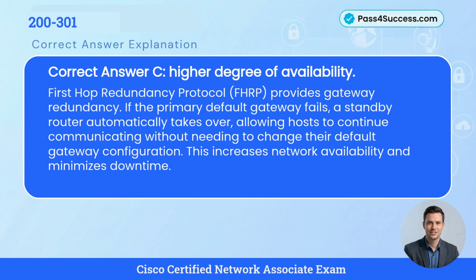Explanation. First Hop Redundancy Protocol, FHRP, provides gateway redundancy. If the primary default gateway fails, a standby router automatically takes over, allowing hosts to continue communicating without needing to change their default gateway configuration. This increases network availability and minimizes downtime.